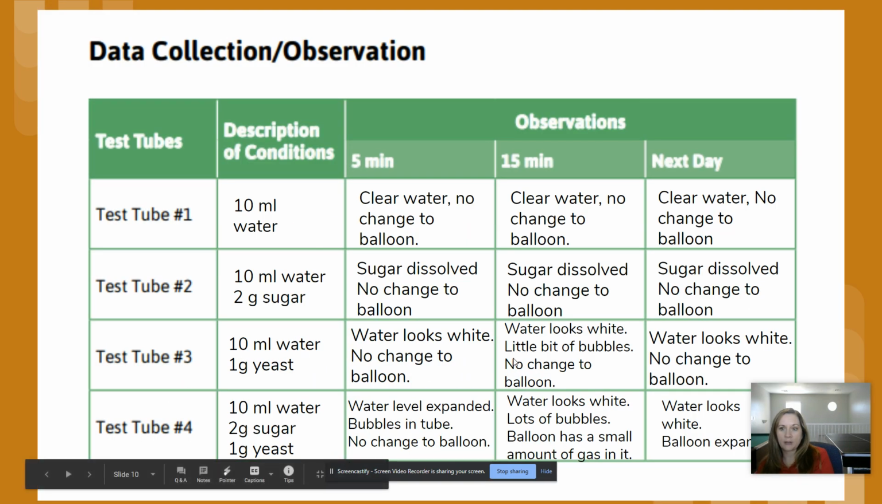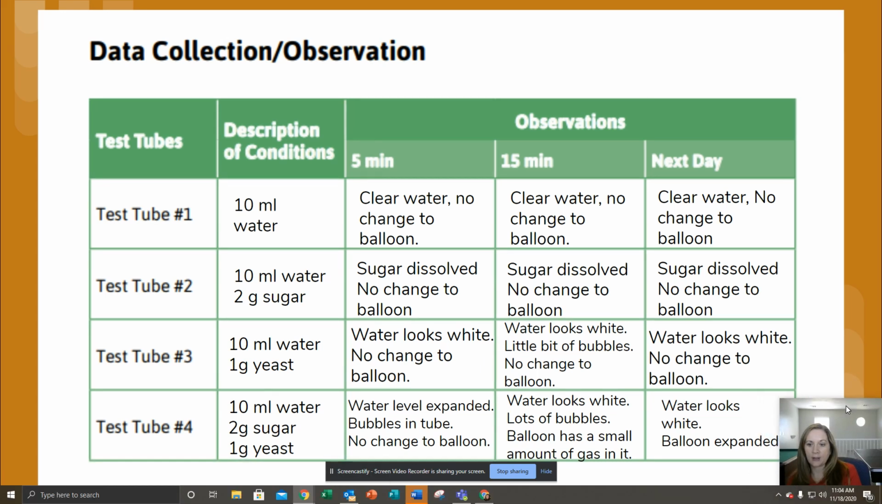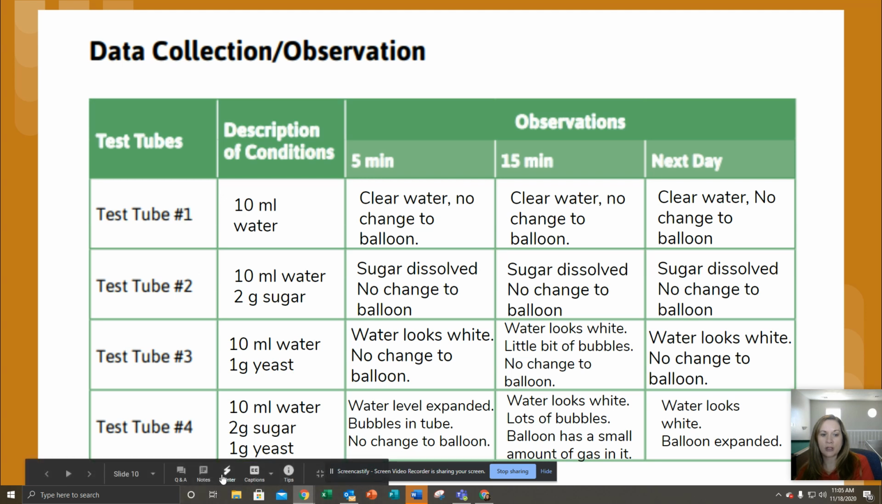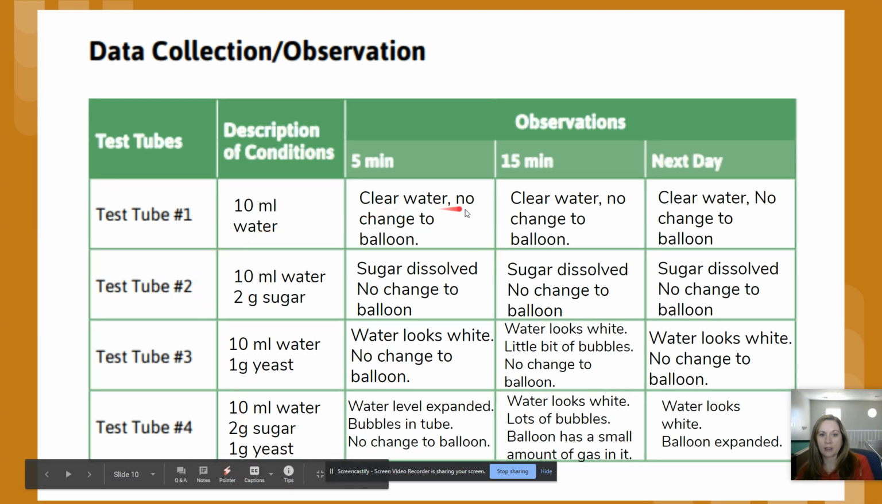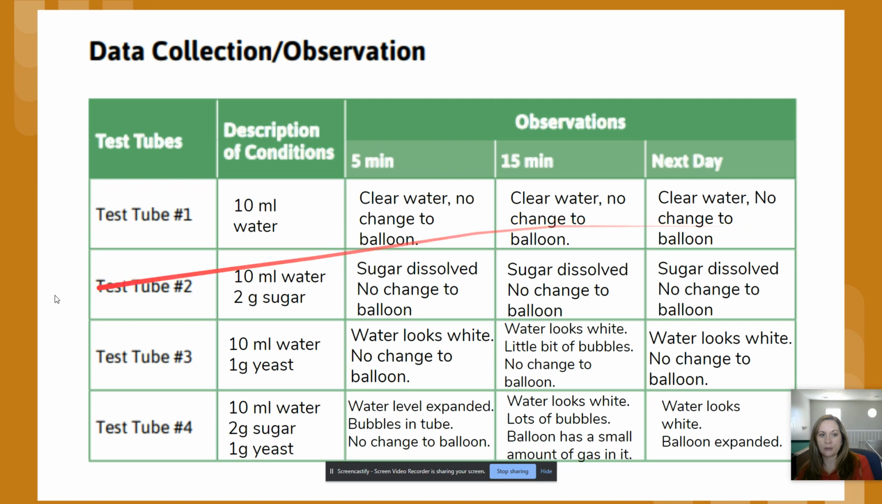All right, here's a little chart that explains what happened as we went through. In test tube number 1, we saw really no change the entire time. The water stayed clear and there was no change to the balloon. In test tube 2, which had just sugar and water, the sugar dissolved, but nothing else really happened. There was no change. Test tube 3 had just 1 gram of yeast and 10 milliliters of water. The water did look white. We didn't have any change to the balloon.